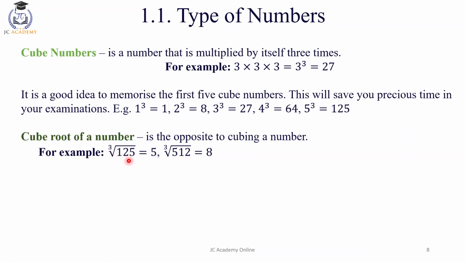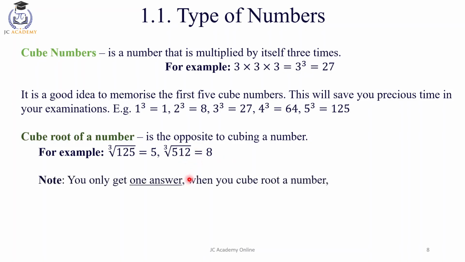The way you interpret it is: what number multiplied by itself 3 times is equal to the number underneath this symbol, which is 125? And we know from here that the number 5, if you multiply it by itself 3 times, equals 125. Similarly, the cube root of 512 is equal to 8, because if you multiply 8 by itself 3 times, so 8 times 8 times 8, the answer will be 512.